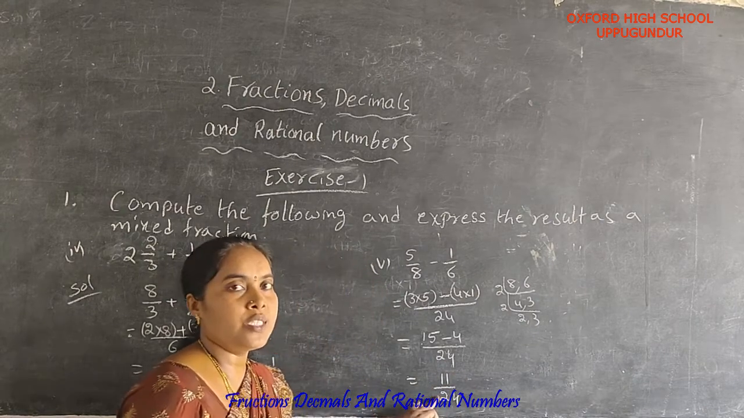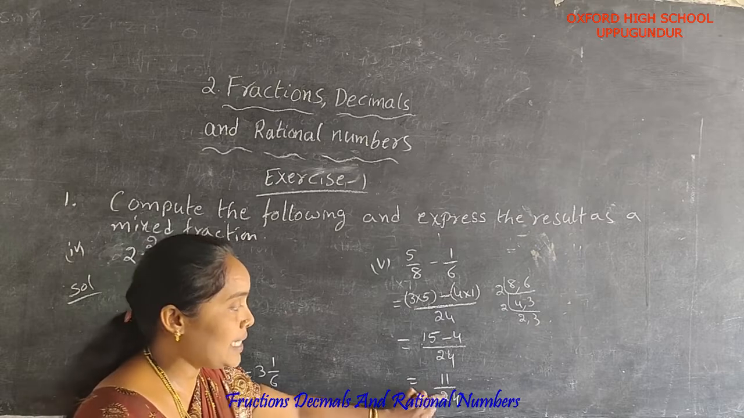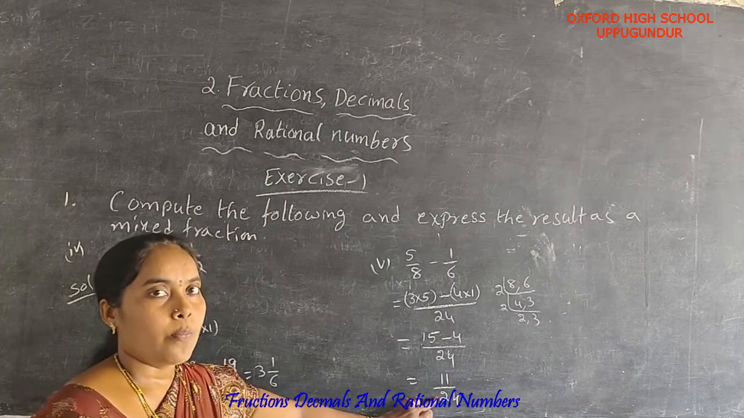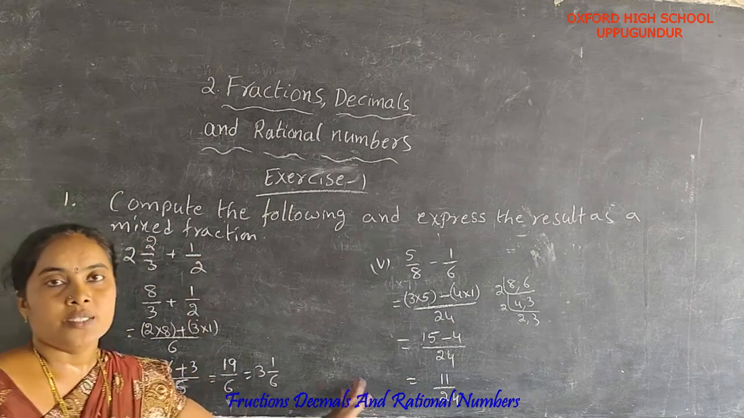11 by 24 is a proper fraction. The numerator is less than the denominator. Okay. 11 by 24 is the proper fraction. Okay. Next, the sixth one.